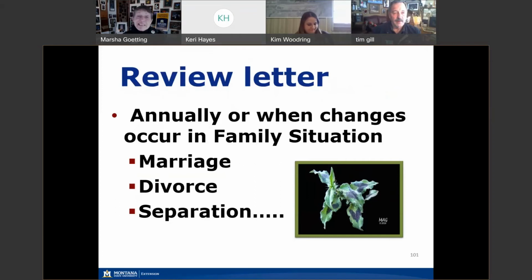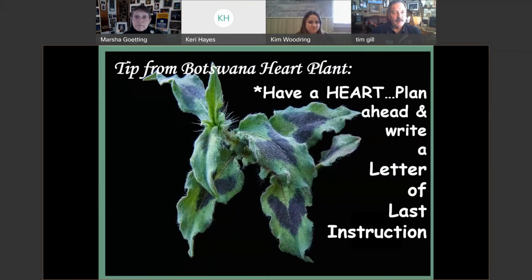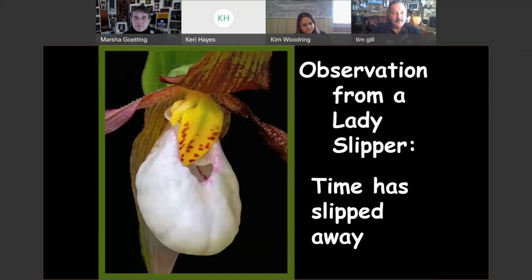You know, it'd be nice to get it done and say, oh, we don't have to look at that for the next 100 years. No, there's probably changes that will occur. Your preferences may change. Individuals in our life sometimes go and come. And so you need to make that clear when you have that change. We may even have a birth of a child or the death of a family member. So it might require that update. So have a heart, plan ahead, and get that letter of last instruction started.